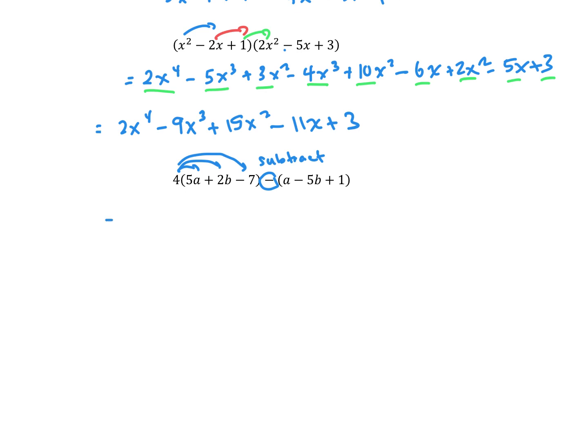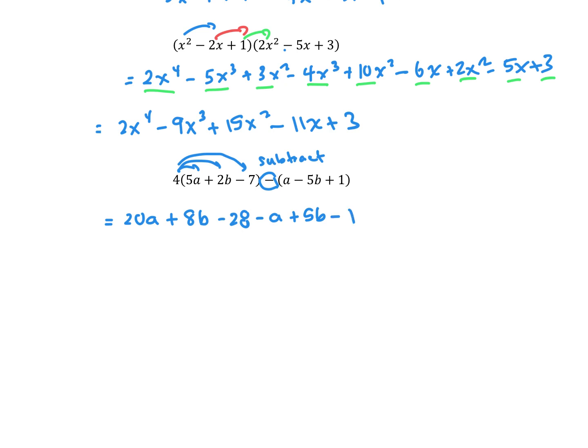So what we're going to do is multiply 4 by the first bracket. So 4 times 5 is 20. 4 times 2 is 8. And 4 times 7 is 28. We're going to take the opposite of the second bracket. So a becomes negative, negative b becomes positive, and plus 1 becomes minus 1.